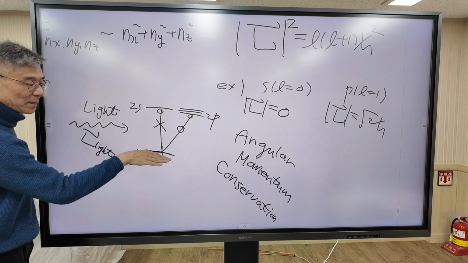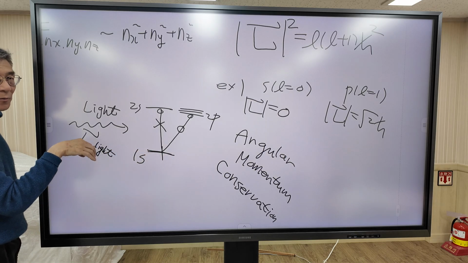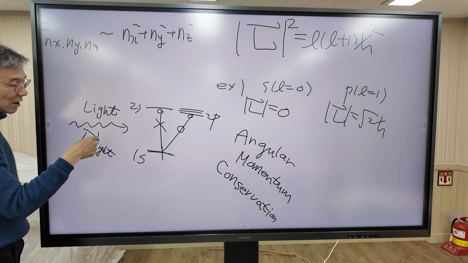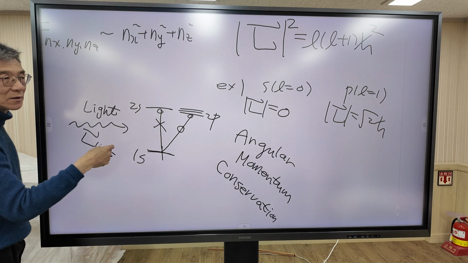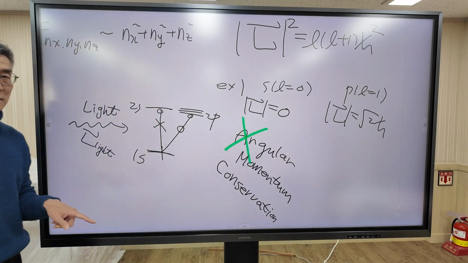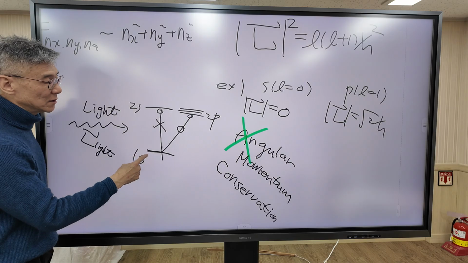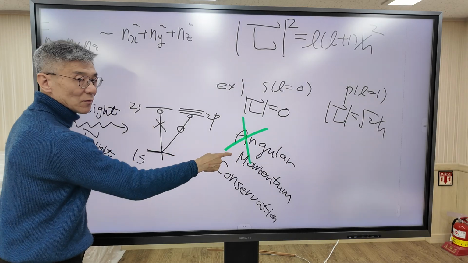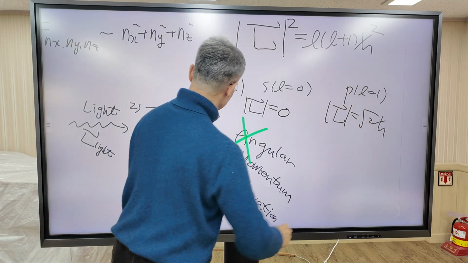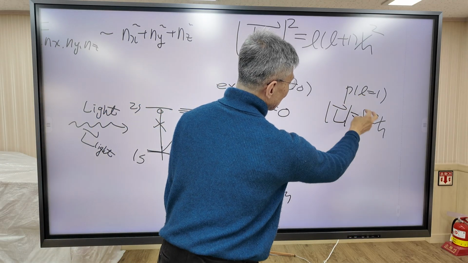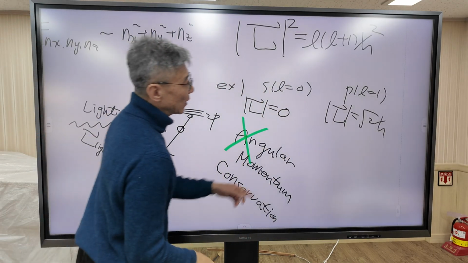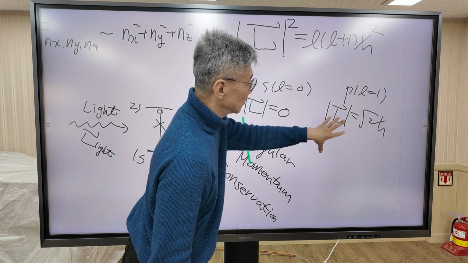Initially there is angular momentum of light absorbed, but the final angular momentum is zero. Then the angular momentum of light disappeared. So this process violates angular momentum conservation. So this process is not allowed because it violates angular momentum conservation. But this other process is okay because in this process, the p state has angular momentum. So the angular momentum of light is transferred to the angular momentum of the p orbital. So this process is an allowed process.